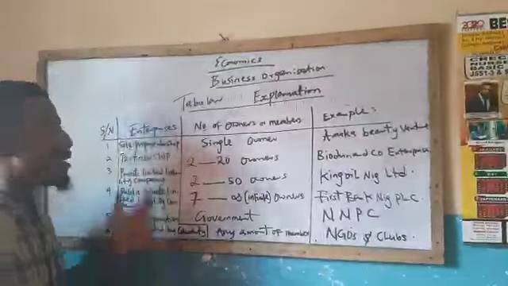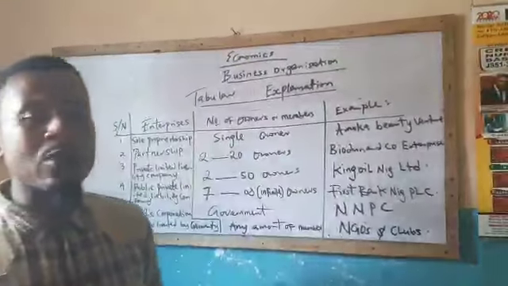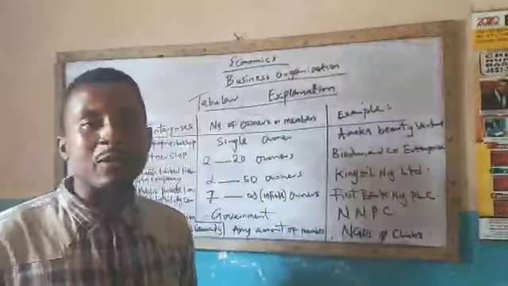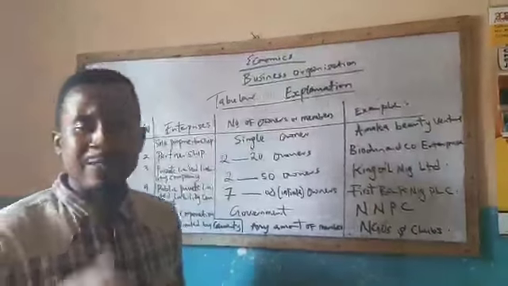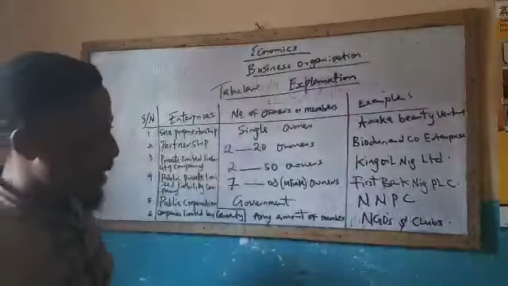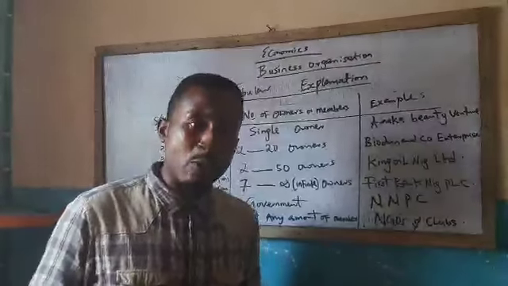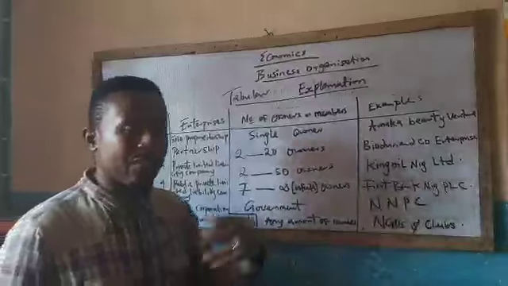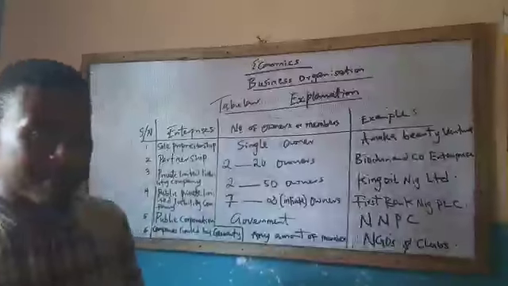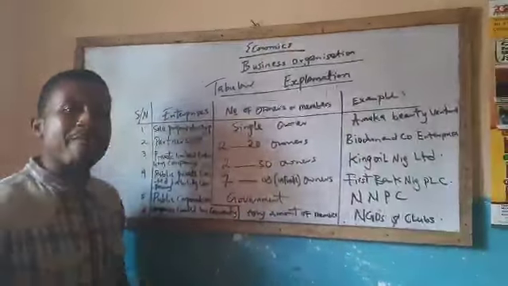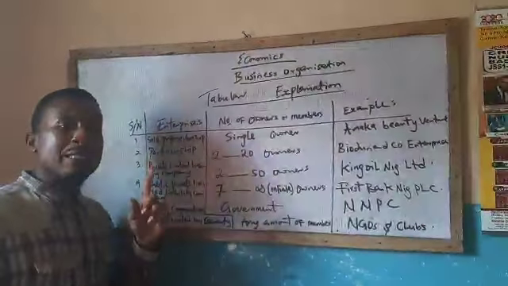Now, the first we have here in the line is sole proprietorship. Sole proprietorship, as the name implies, is owned and run by one person, an individual. When an individual owns an enterprise, it is referred to as sole proprietorship. Like the last time I explained, sole proprietorship is a situation whereby an individual provides the capital and the resources needed to start up a business in order to make profit. Sole proprietorship is an example of private enterprise. Now, in sole proprietorship, it is run by one man alone.